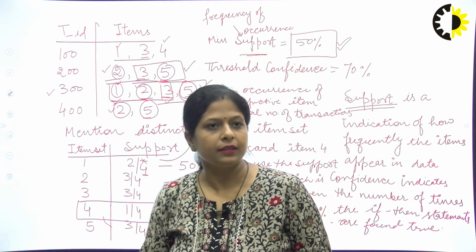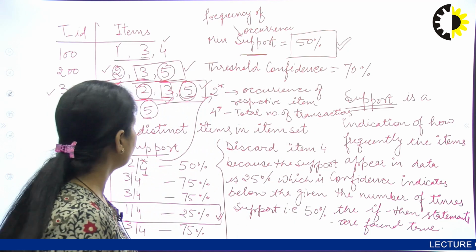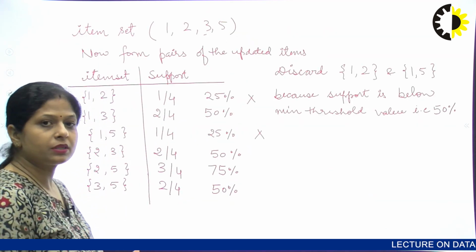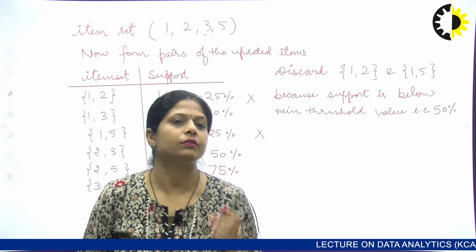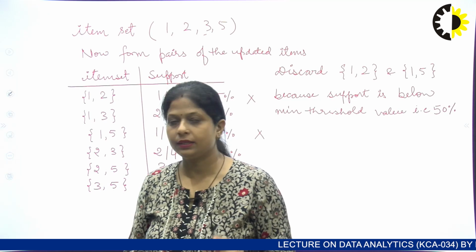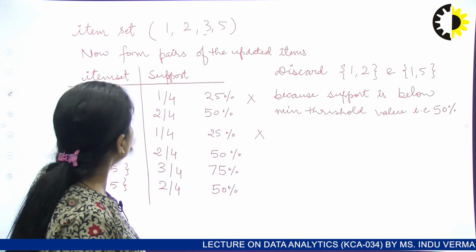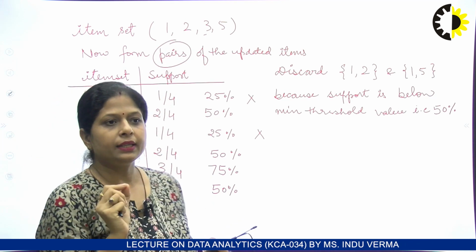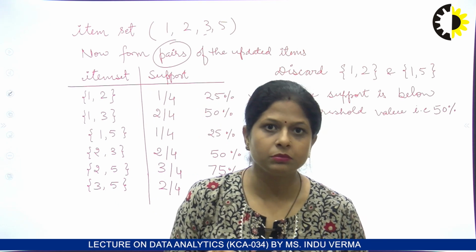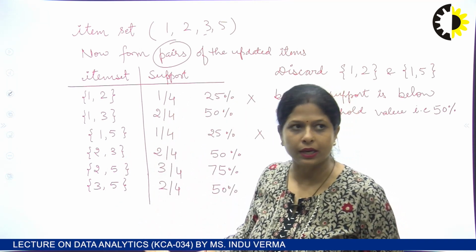When we have discarded one item, we work on the updated item set. What is the updated item set now? We have discarded item number 4, so it is 1, 2, 3, 5. These are the updated items in the given item set. Now we have to form pairs. Earlier, we were working on single items in the item set. Now we are working on pairs.